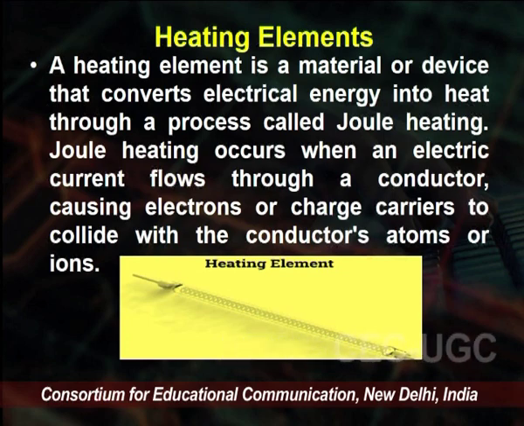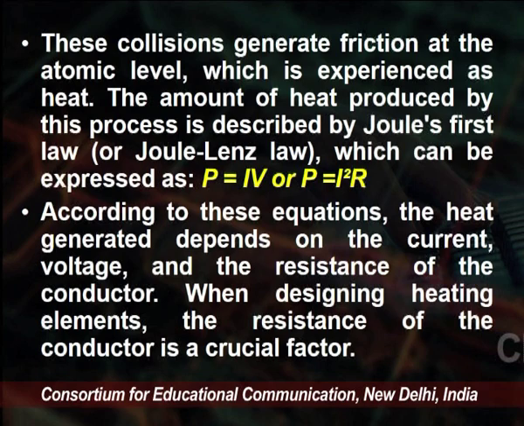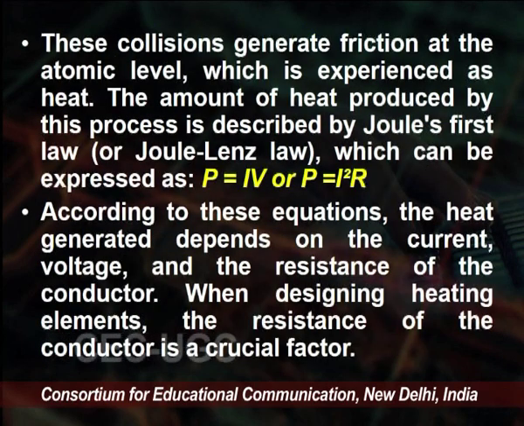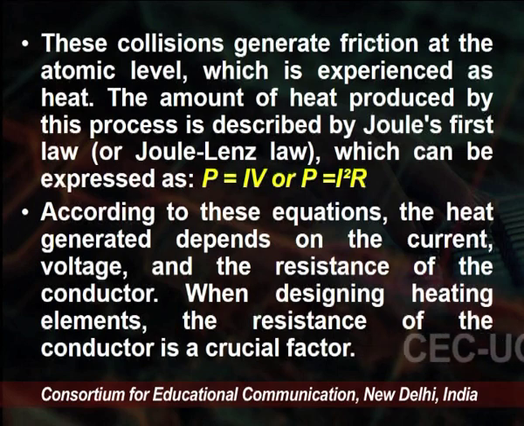This is a simple device which uses collisions to generate friction at the atomic level. Joule heating occurs when an electric current flows through a conductor, causing the electron charge carriers to collide with the conductor's atoms or ions. These collisions generate friction at the atomic level, which is experienced as heat. Because of this collision, it generates the heat.